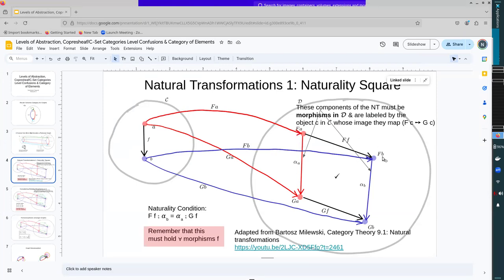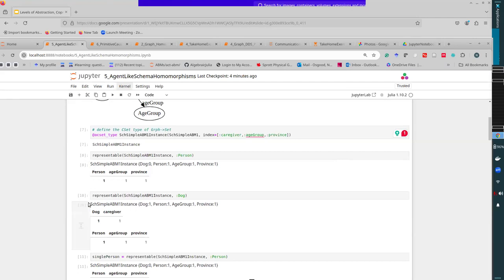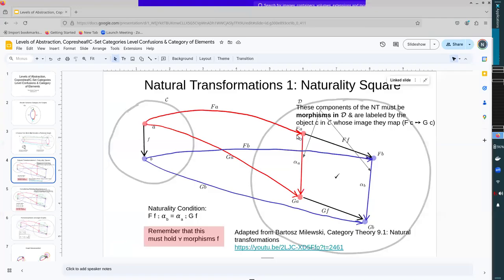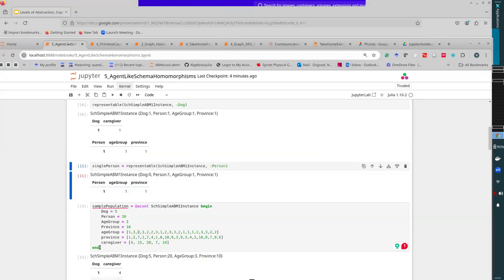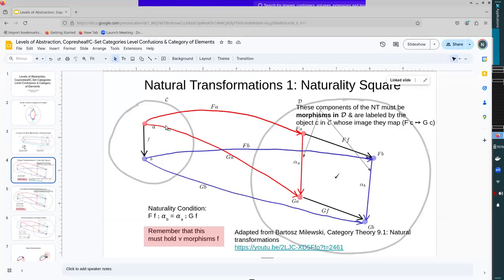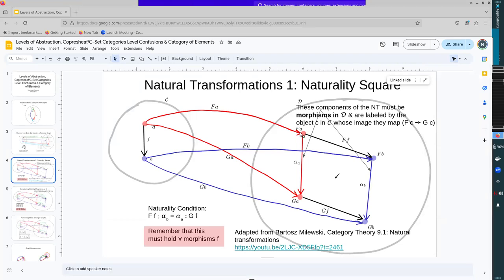Well, what's F here? If we're considering a homomorphism from this single person, I'll scroll down a little bit, what is F? Well, it's the CSET encoding this. And so FA, well, if we're considering province as the morphism, province goes from person, right? So when we map it over to set, it goes from the set of persons to the set of provinces. Here A is person. This is the set of persons, this is the set of provinces, and this is the mapping from person to province.